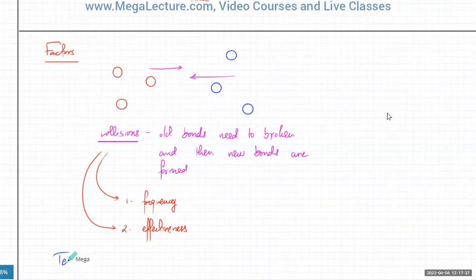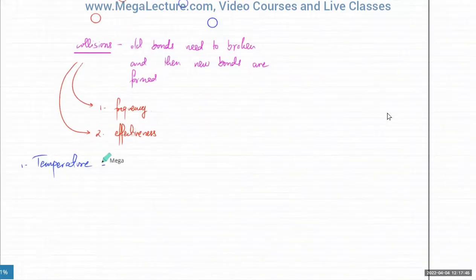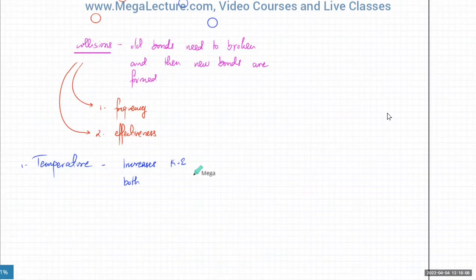So पहला वाला, number one, temperature. Okay, this is all O-level stuff. Number one is temperature. So what does temperature do? It increases the kinetic energy of the particles. And because of that, both frequency, now they're traveling faster, so they're bumping into each other a lot more, and because of higher kinetic energy, the effectiveness is also greater. So both frequency and effectiveness increase.